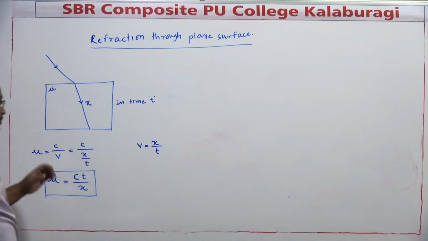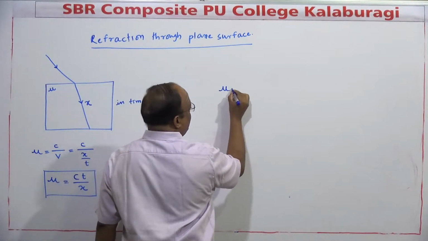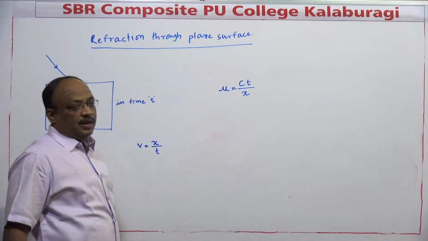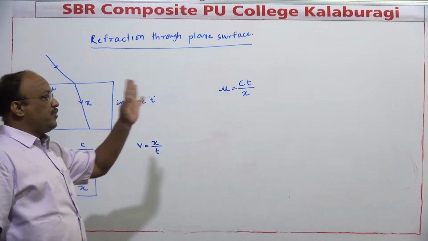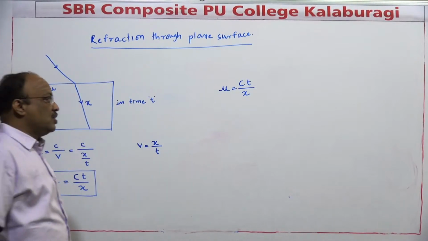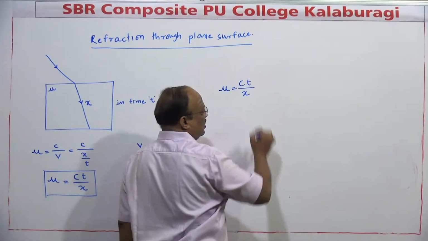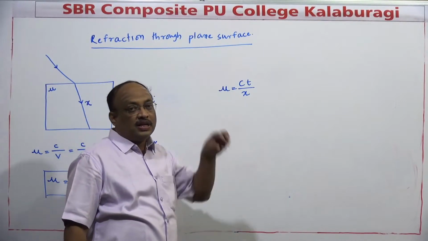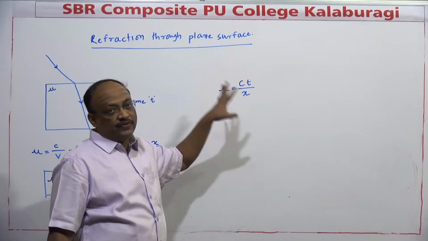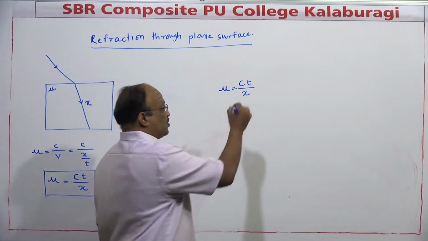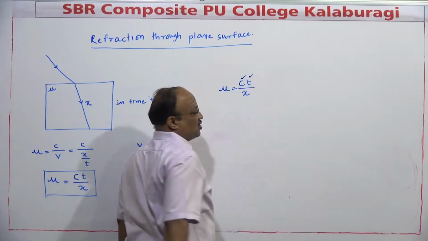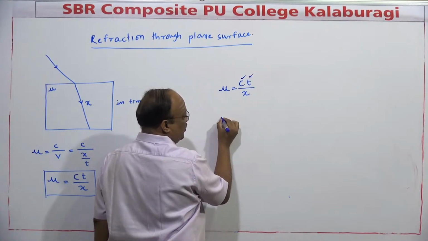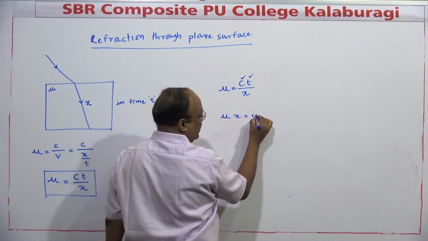If you have two different mediums, our expression is mu is equal to ct by x. For the same time, the ray has traveled in two different mediums. So c is constant, t is constant, so ct is constant. We can say mu into x is constant.